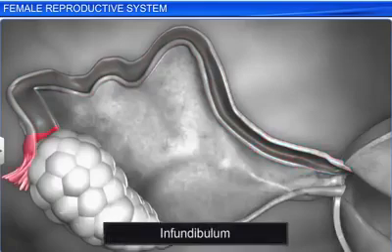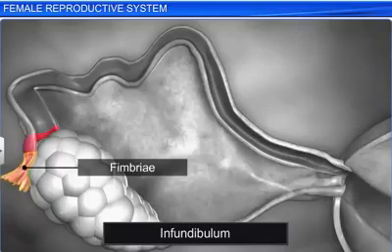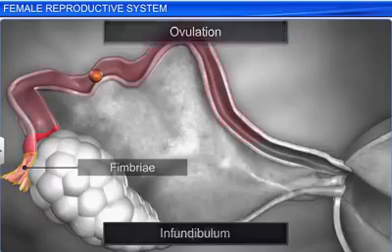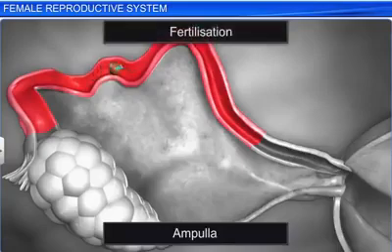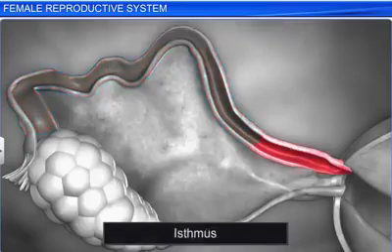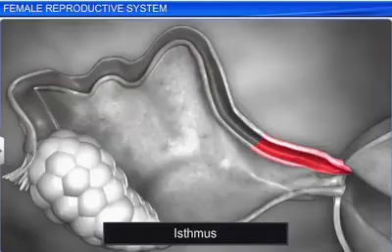The infundibulum is a dilated funnel close to the ovary, and its edges are surrounded by finger-like projections called the fimbriae. They help collect and push the ovum into the oviduct after ovulation. The ampulla is the swollen and curved part behind the infundibulum. The fertilization of the ovum takes place in this part. The isthmus is a narrow and straight cavity, and it joins the uterus.